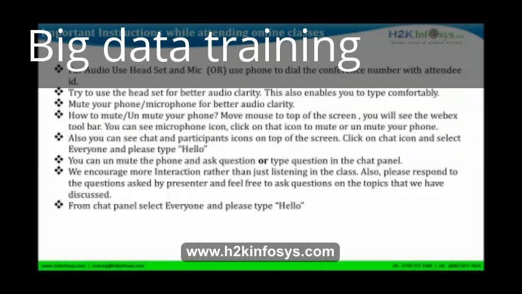Now, a very important instruction while attending online classes is that we would request you to use headsets and microphone for the audio part, or you could even use phone to dial the conference number with the attendee ID. However, for better audio clarity, we suggest that you use the headset and the microphone duo. That keeps your hands free. You can write or type or do whatever. Okay, and also please mute your phone and microphone for better audio clarity.